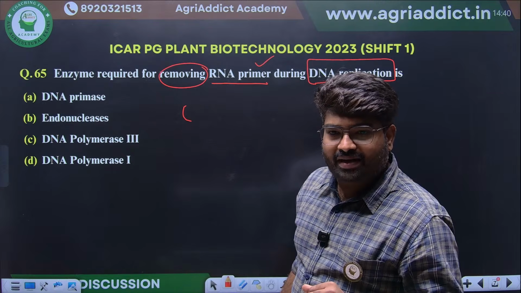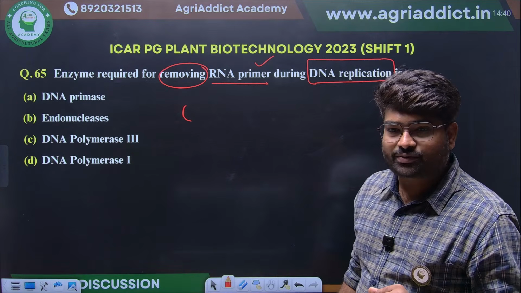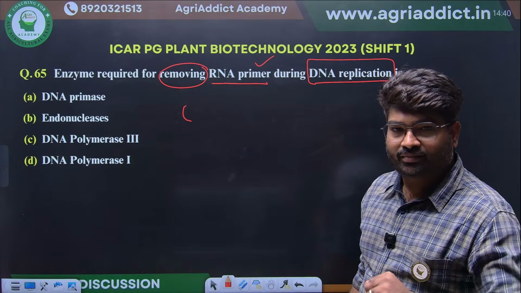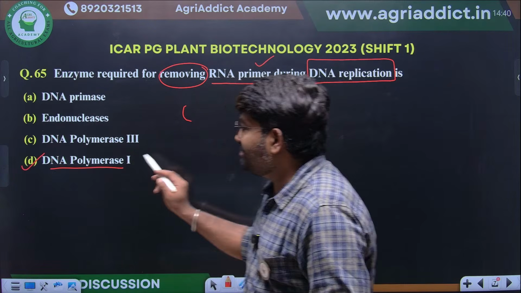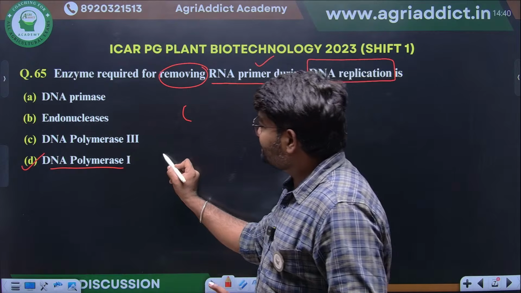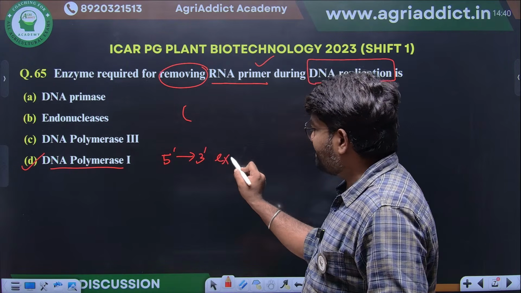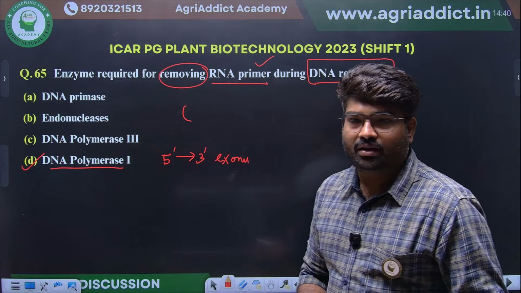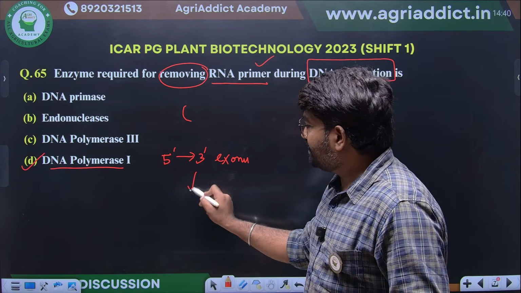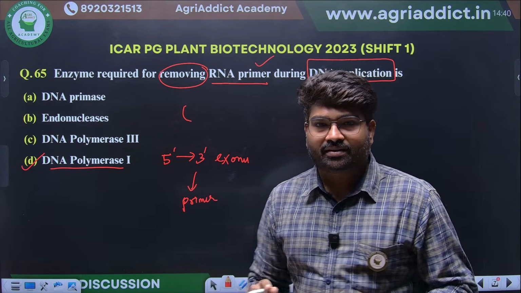Option D. What will be the answer? Yes. So DNA polymerase 1 will be the right answer. Why? Because this DNA polymerase has 5' to 3' exonuclease activity. This will be involved in removing what? It will be involved in the removal of the primer after replication.